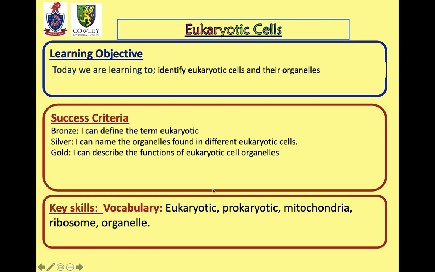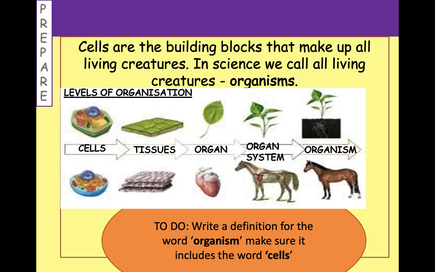The vocabulary for our key skill today. Our vocabulary is eukaryotic, prokaryotic, mitochondria, ribosome, and organelle. So some of those will be new words for you. Some of them, again, might just be revision. I'm going to start off with the bare basics.